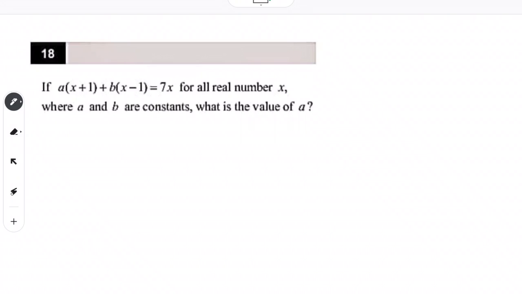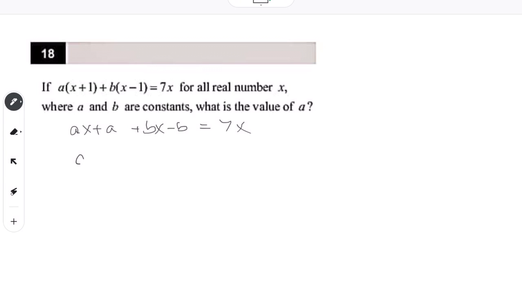This is another matching problem. This is where you solve for similar forms for either side of the equation, and then you match the coefficients with one another. So let's try to expand the left side. So ax plus a plus bx minus b is equal to 7x.